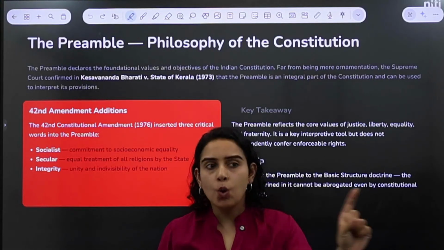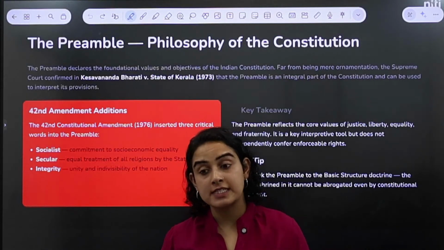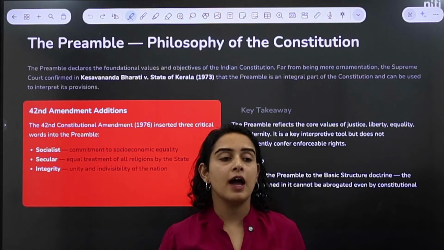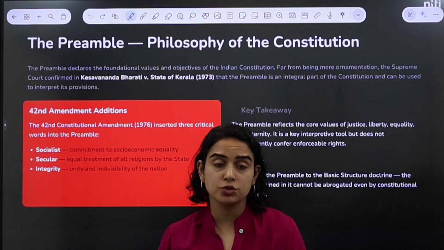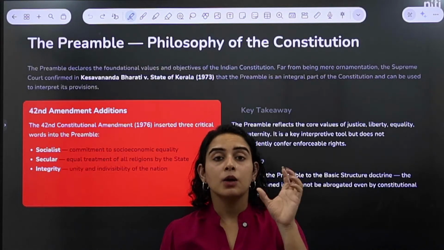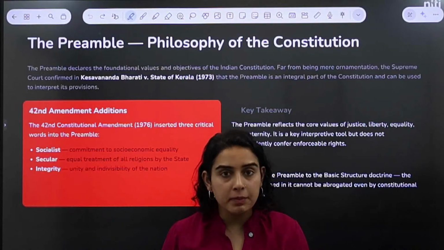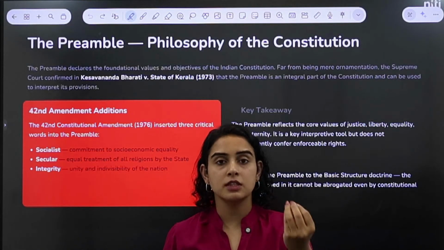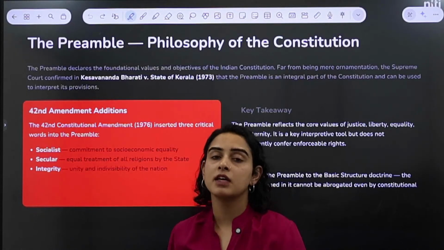Now, nowhere in the constitution is it said who is giving the constitution to whom and that the constitution is going to be supreme. That is also not mentioned anywhere. But it's the preamble which tells us that this is the constitution that we, the people of India, are giving ourselves.